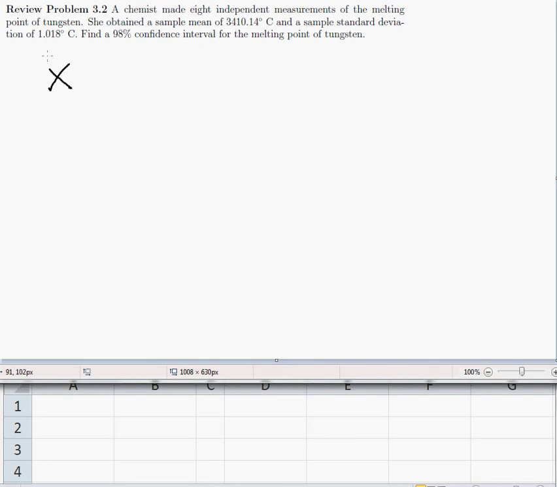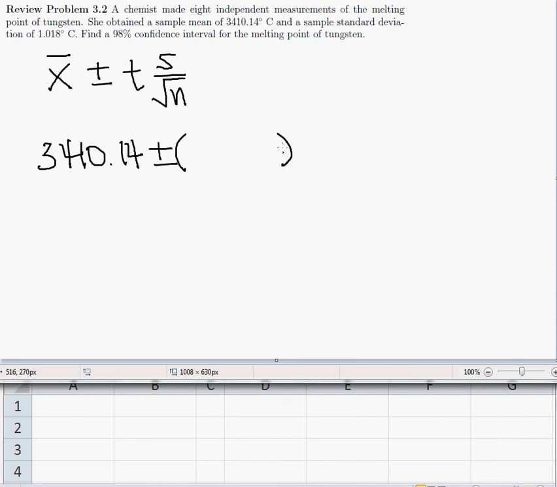The setup will be the observed average plus or minus a number off the t distribution times the sample standard deviation divided by the square root of n. So that'll be the form of the confidence interval. So in our case, it'll be 3,410.14 degrees Celsius plus or minus a number off the t distribution, more on that in a second, times, so I'll leave some space for that, times the sample standard deviation of 1.018 divided by the square root of 8.